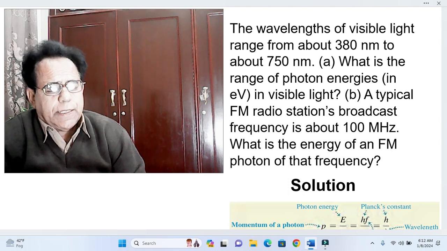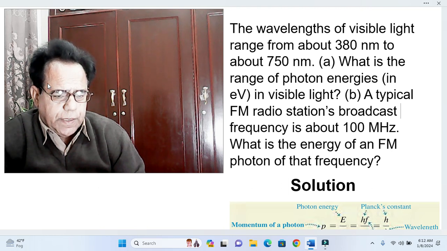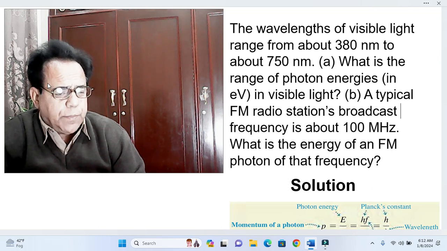This is our next problem, having been chosen from the same book, Modern Physics by Paul A. Tipler. As usual, we first come to its statement.